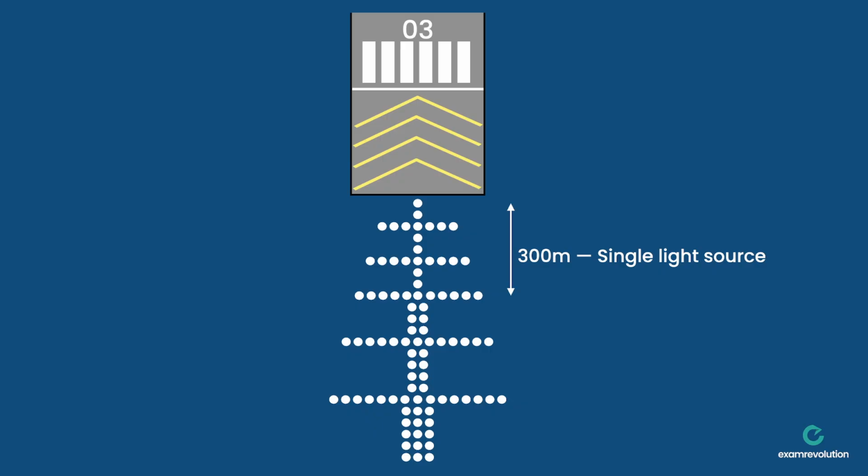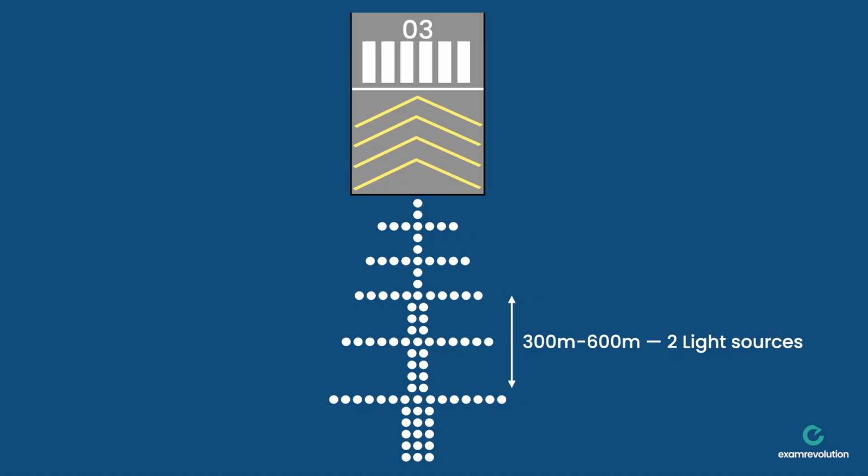Then the first 300 meters should have a single light source. So you can see the middle lines, those are all single light sources, right? The first 300 meters. So the vertical line on my screen, you can see the middle line, those are single light sources. Then from 300 meters to 600 meters, now it's 2 light sources. So you can see in the middle there are 2 lights next to each other.